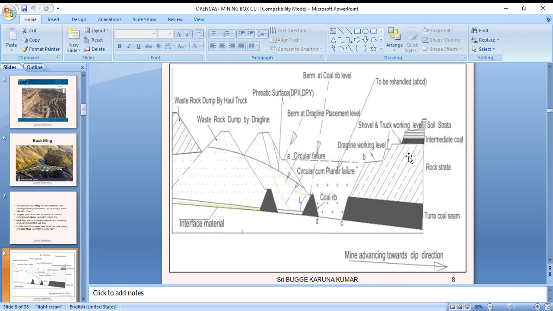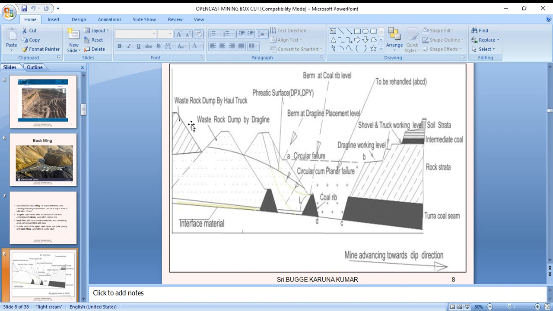So you have the waste rock that we have to take away, and the soil is also taken away. Wherever you dump will be outside of that. Sometimes, wherever excavated areas come, the thin coal will go to the beneficiation plant. You have to maintain this in such a way that our mine advances towards the active direction. See here the interfacing of the material.